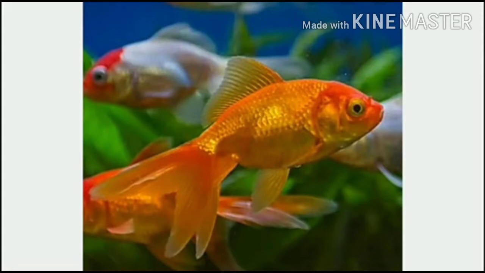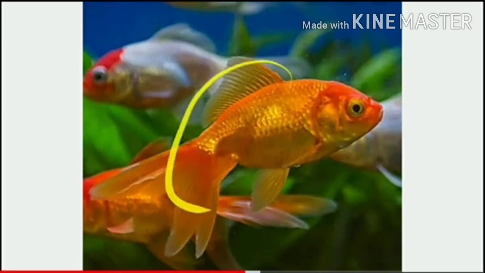What is this picture, children? It shows a fish swimming in the water. What is actually happening, do you know, children? The fish pushes the water back with its fins.